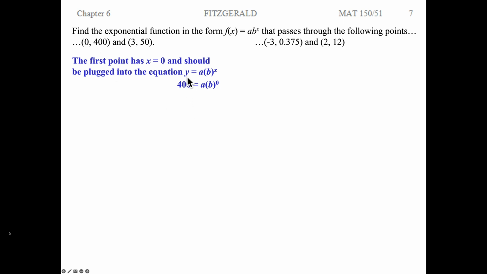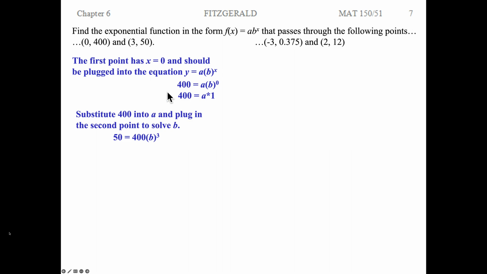So 400 goes in for y. You put 0 in for x. b to the 0, remember that's a 1. So a is equal to 400. We'll take that 400, substitute it in for a of our original equation. And then we're going to plug in a point. I'm going to work with the second point. Can't use the first point. I've already done that here.